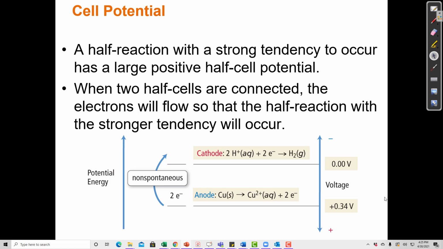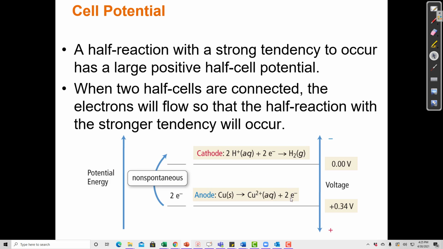So again, when we look at these cells, they often have the electrons moving from left to right, but that's not necessarily the way that they always move. So to determine which way they are going to move, we compare these numbers, the reduction potential. And the species with the highest reduction potential will be reduced. Therefore, the electrons will move toward it.